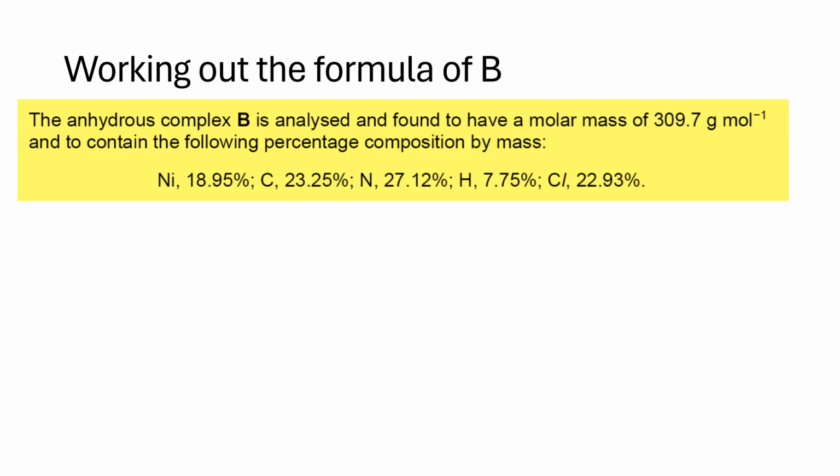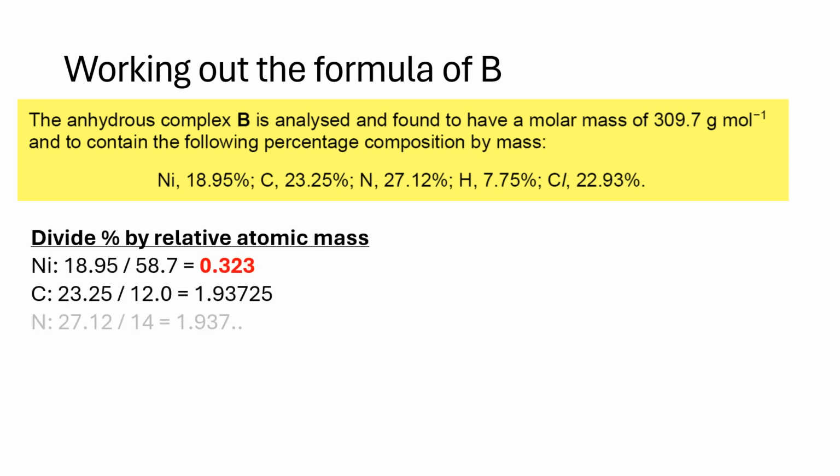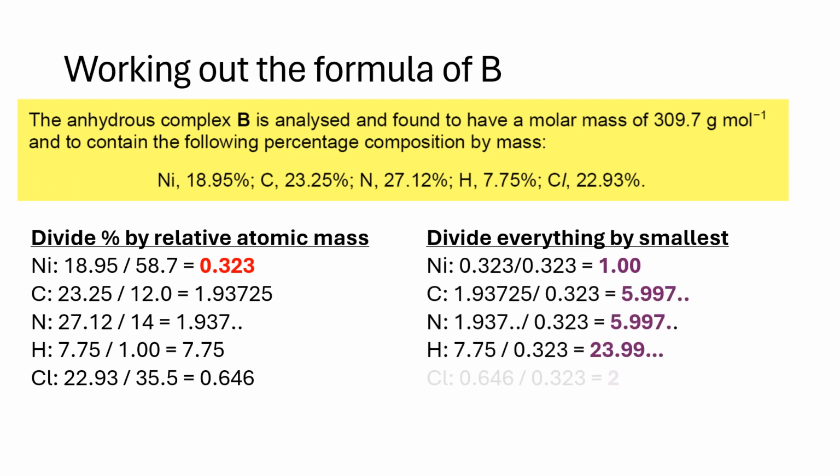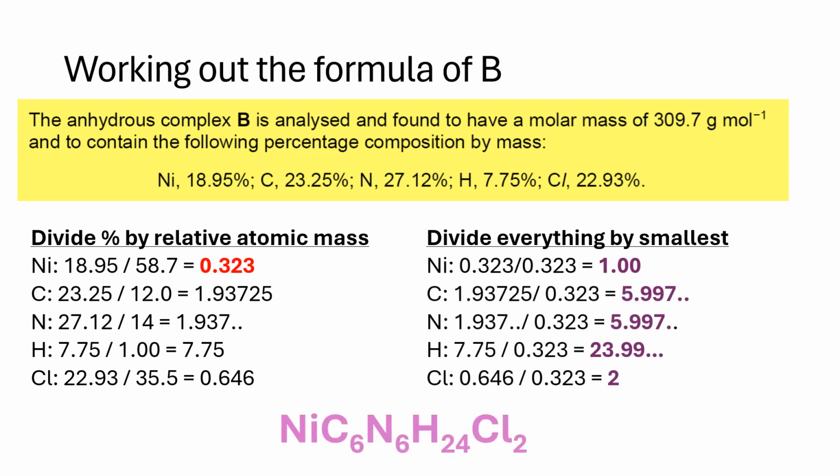So to work out the formula of the anhydrous salt, we need to divide the percentage by relative atomic mass, making note of which answer is the smallest one. Then you divide everything by that smallest one, and that gives us a ratio that we can use. So this is our anhydrous salt in its empirical form.